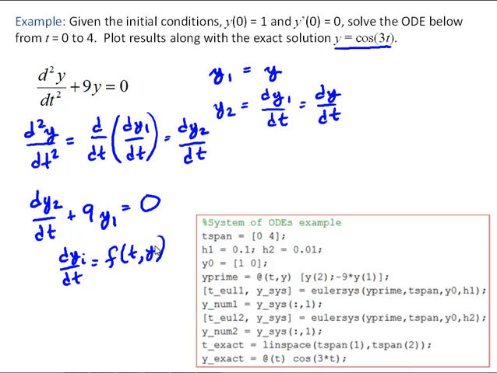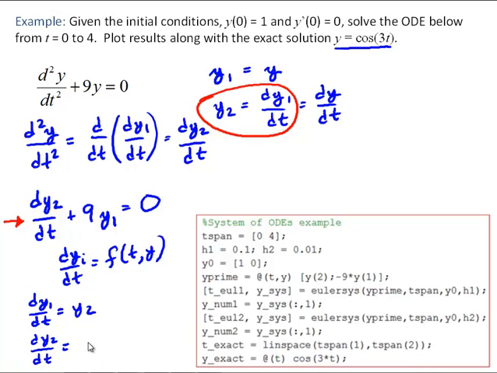So doing that, we would have dy1 dt is equal to y2, and that's just what we defined right here. And then we would solve this equation here for dy2 dt, and we get dy2 dt is equal to negative 9 y1. And that gives us now a system of two first-order differential equations. And we can then use that to solve the system in MATLAB.